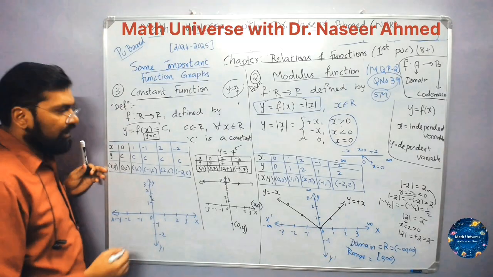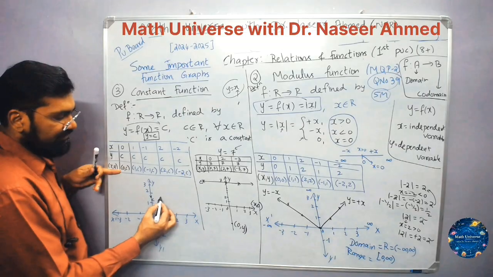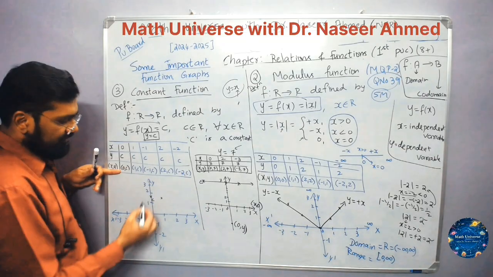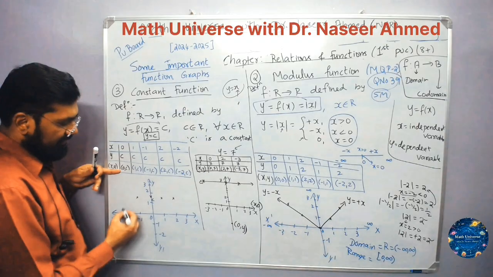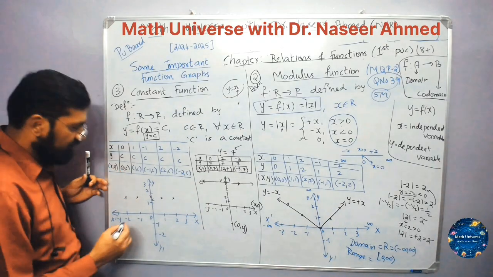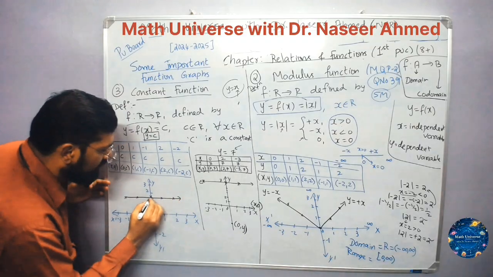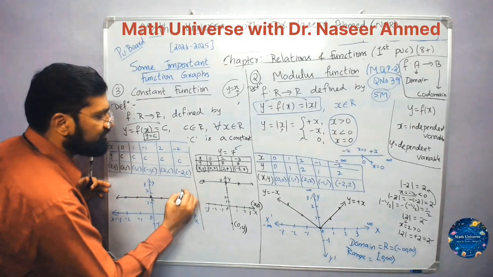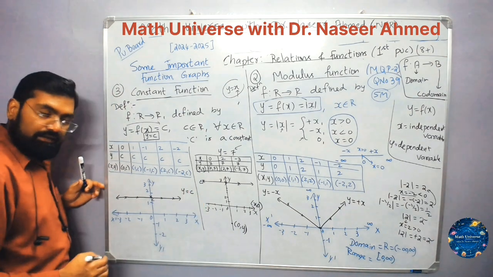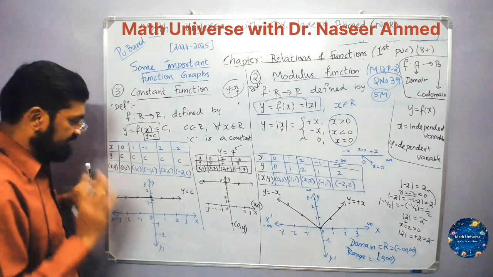Now 0 comma c will be here only. 1 comma c, so exactly here, 1 comma c. Then minus 1 comma c somewhere here, 2 comma c somewhere here, then minus 2 comma c. Yes. Now join this. When you join this, you get a line parallel to which axis? X axis. This is y equal to c. So geometrically, a constant function will give a line parallel to the x axis.